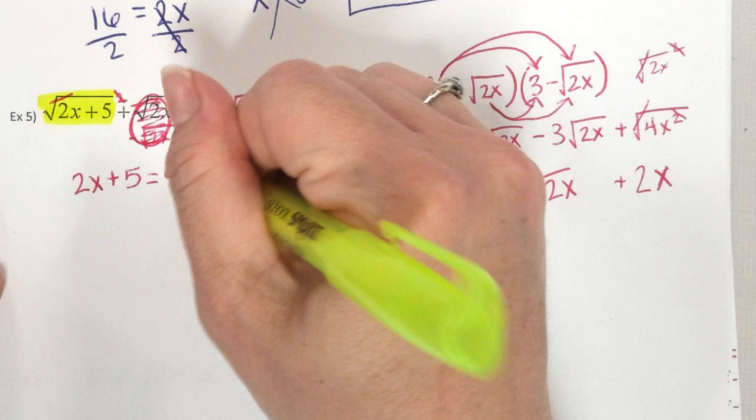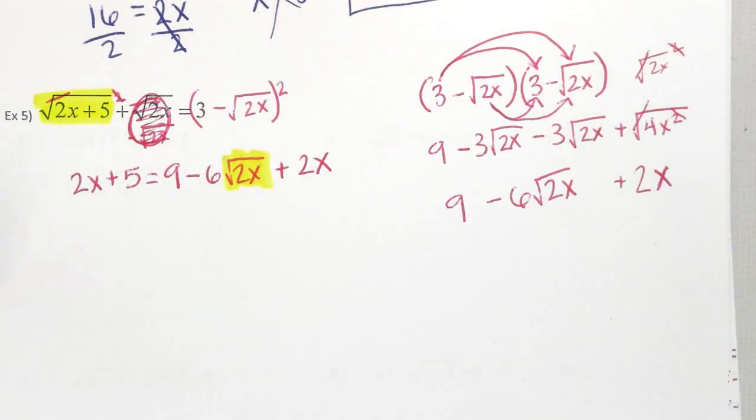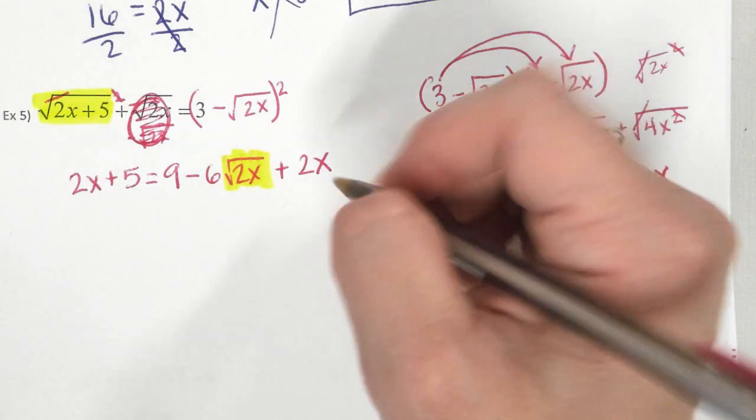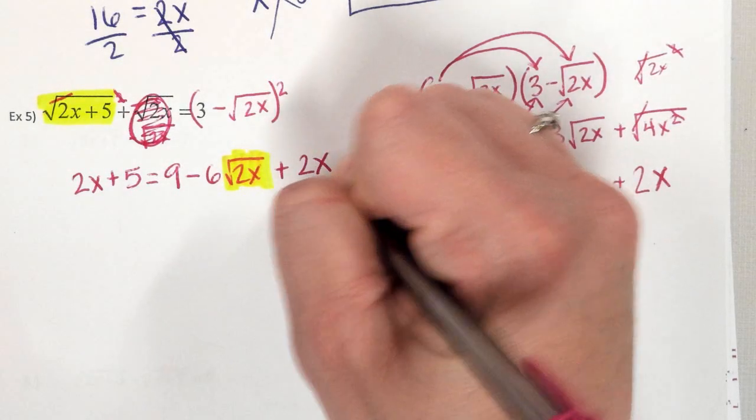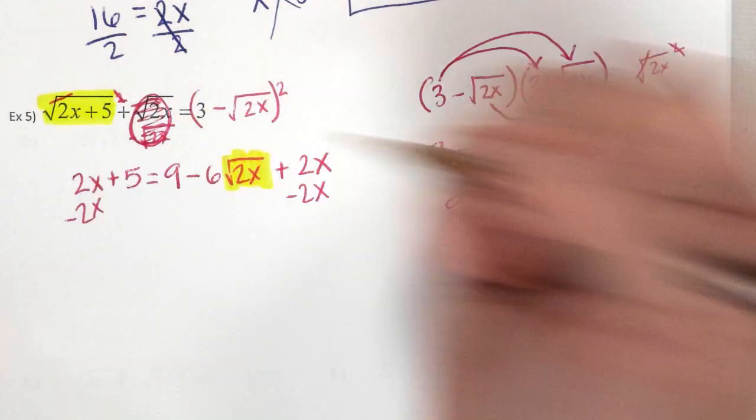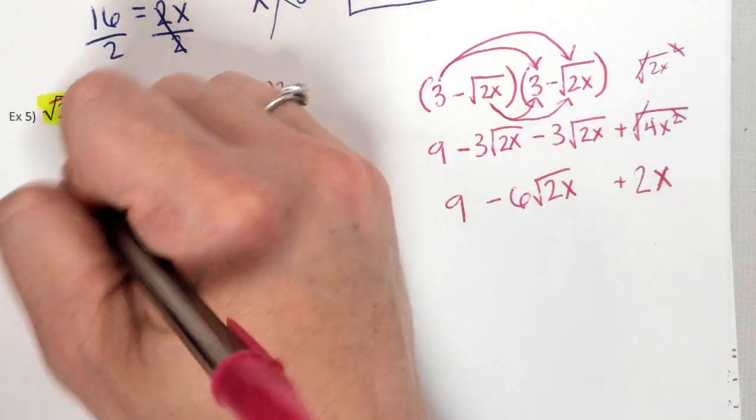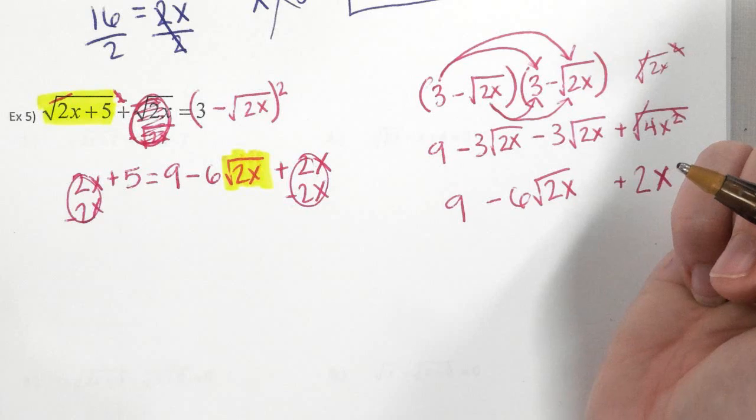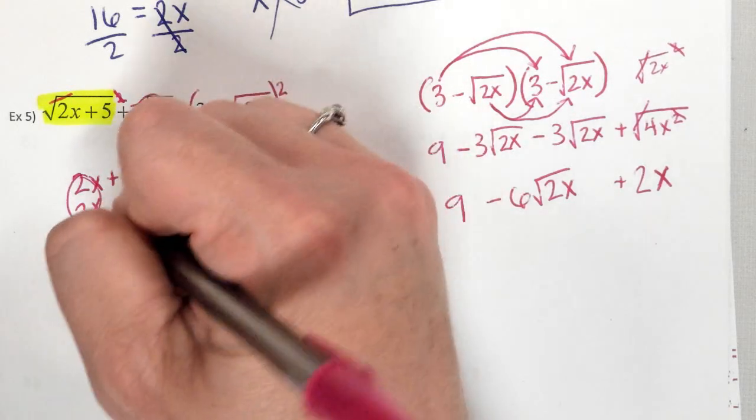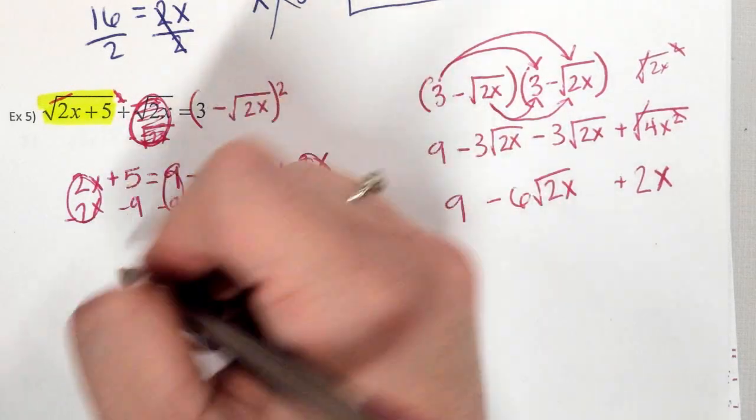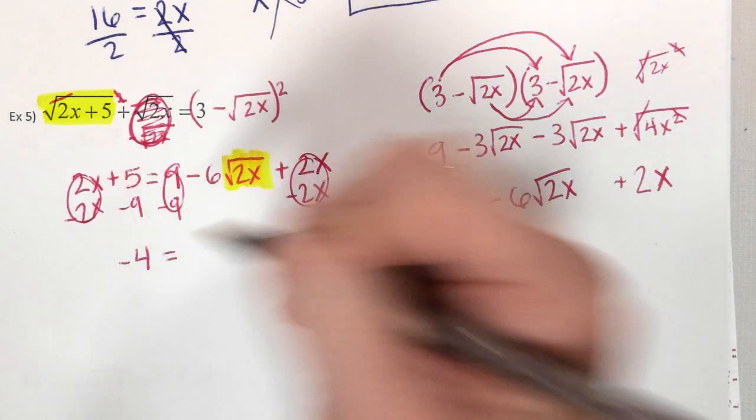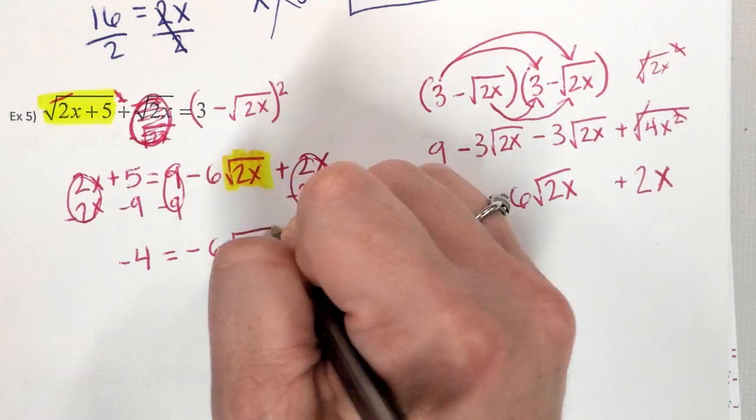So just like before, we have to get the new radical alone. So what do I need to move? Subtract. So I could do minus 2x. And what happens just like before? They both zero out. What else do I need to subtract? 9. So minus 9 minus 9. And that gives me negative 4 equals negative 6 square root of 2x.